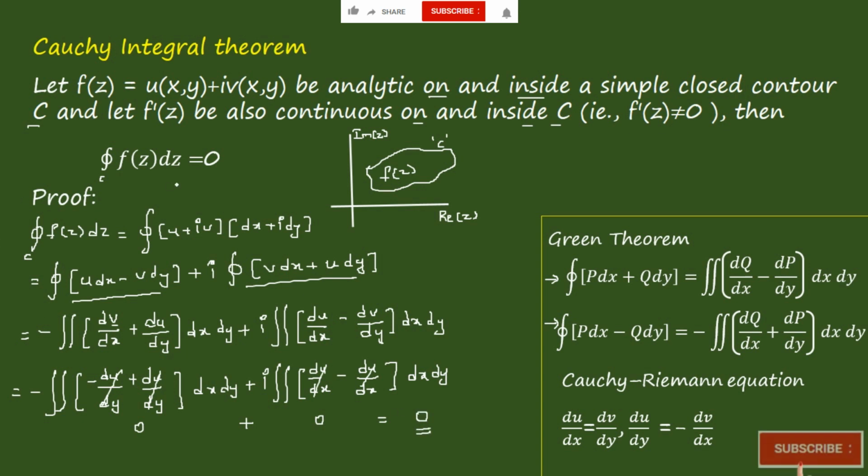So when you consider an analytic function and you have to find the integration over a closed curve, then the integral of f of z dz will always be equal to 0.